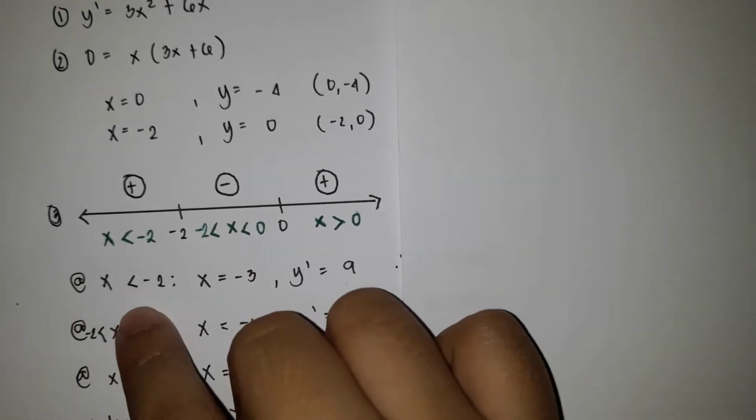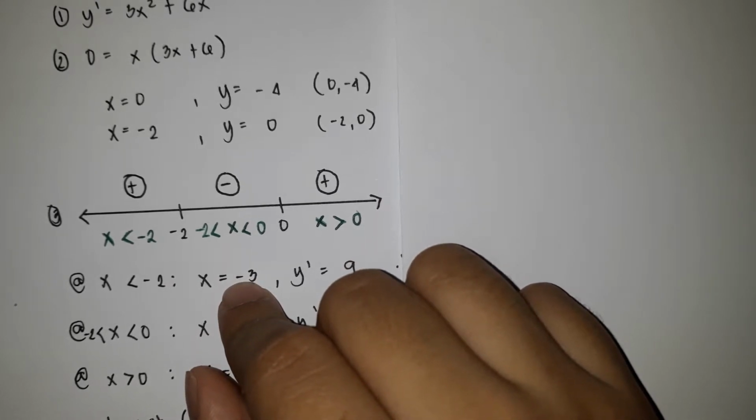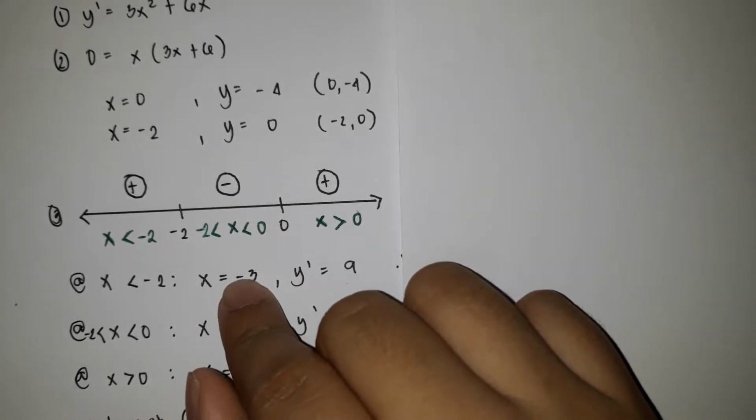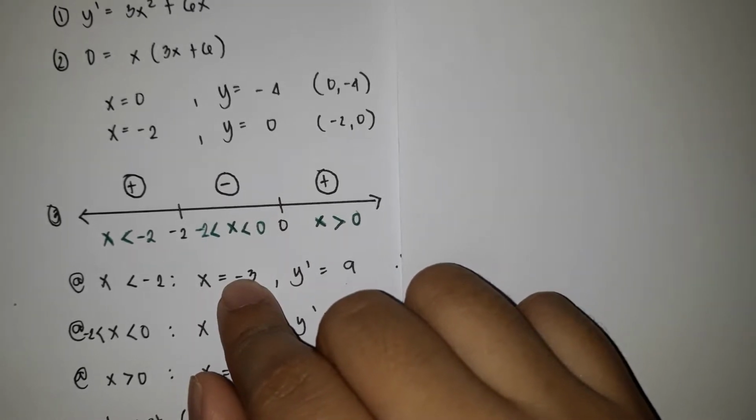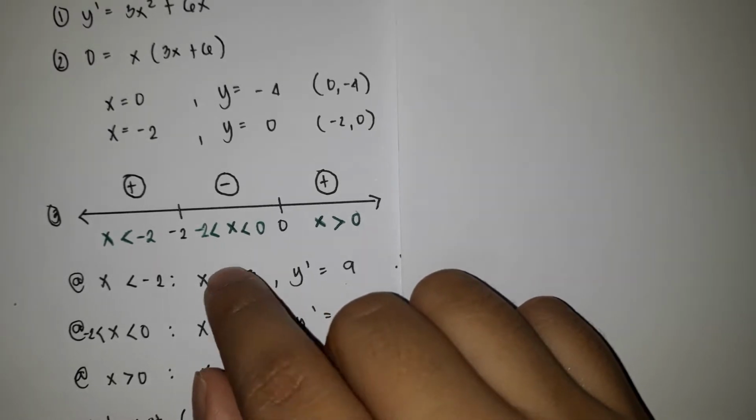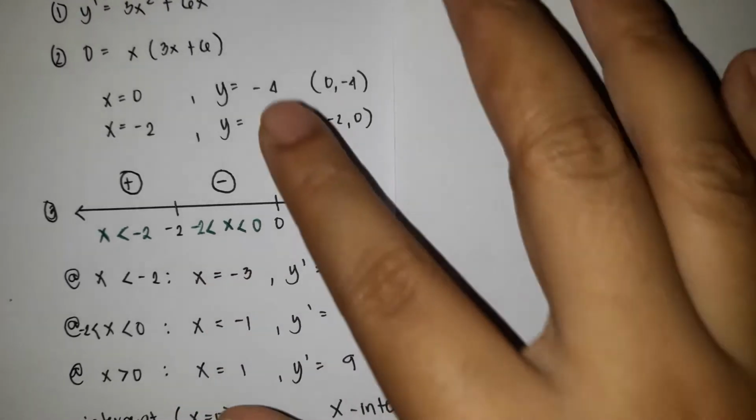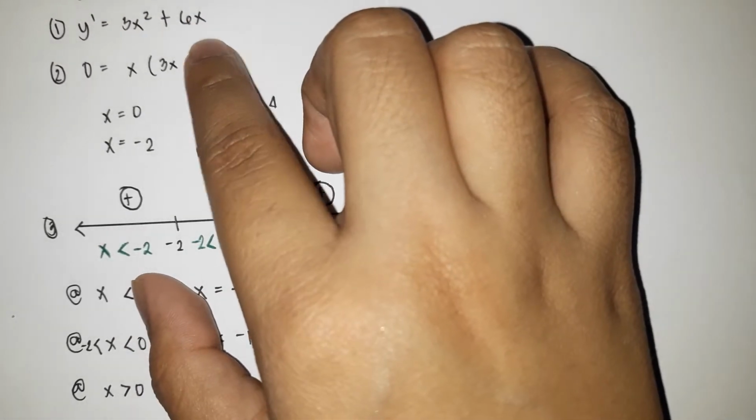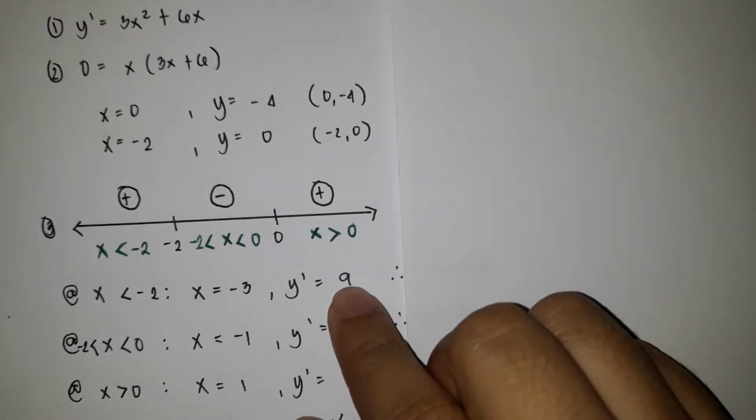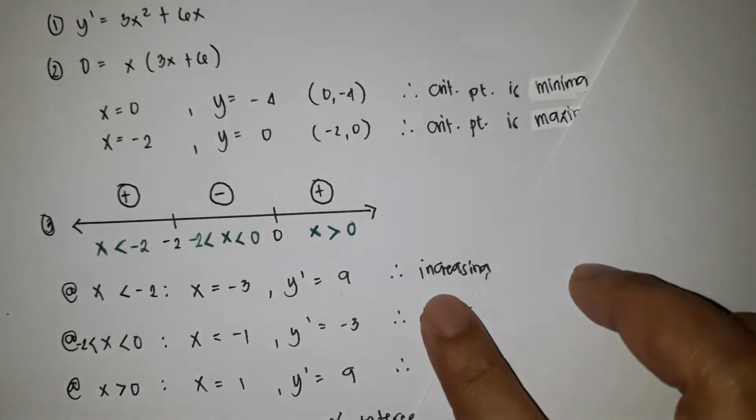For x less than negative 2, we use the value negative 3 since it is smaller than negative 2. Now, in order to know if our curve is decreasing or increasing, we must substitute this given x to our y prime, which is 3x squared plus 6x. Now, it resulted to 9. So, since it is a positive number, therefore, it is increasing.